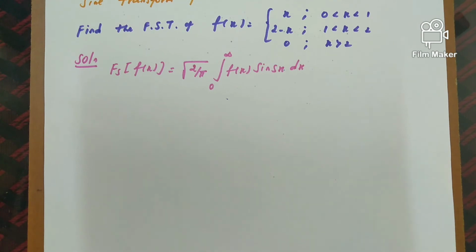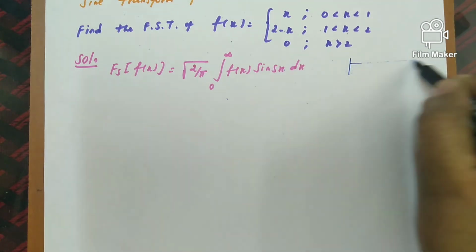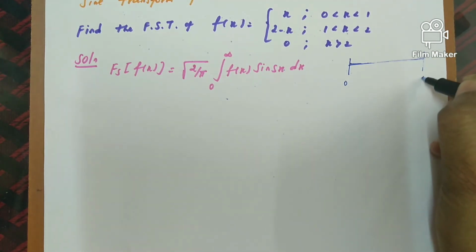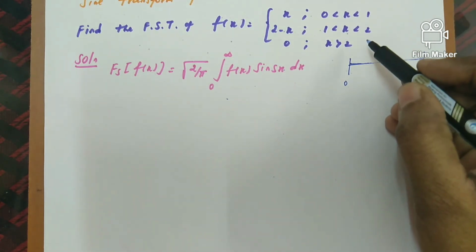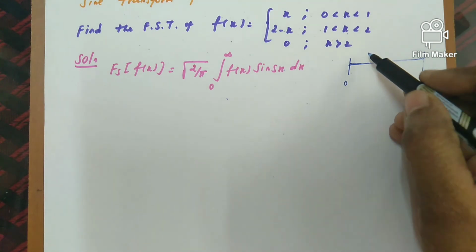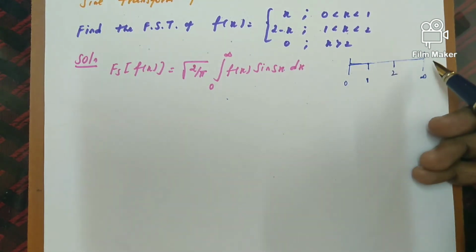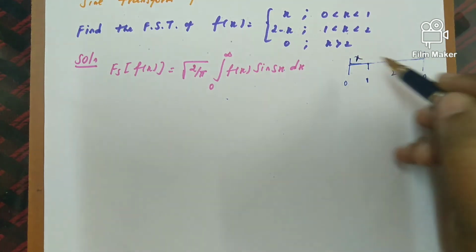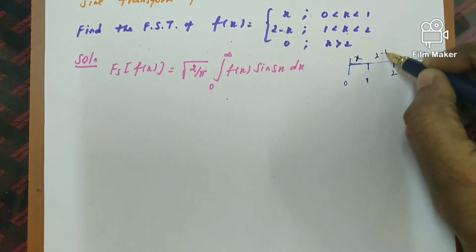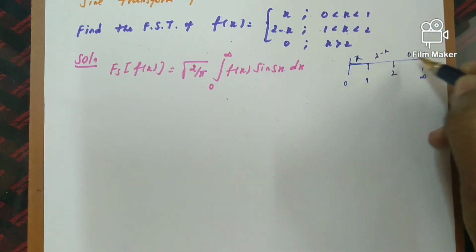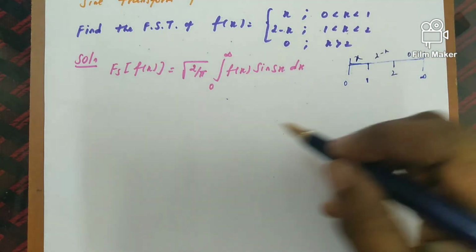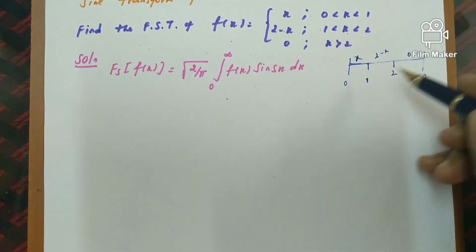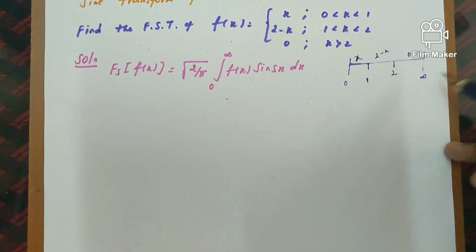The actual interval is 0 to infinity in the definition, but in the question it is given as 0 to 1, 1 to 2 and 2 to infinity. So in 0 to 1 the function is x, and in 1 to 2 the function is 2 minus x, and in the remaining places it is 0. That is what is given in the question. So now we are going to split the interval from 0 to infinity as 0 to 1, 1 to 2 and 2 to infinity.